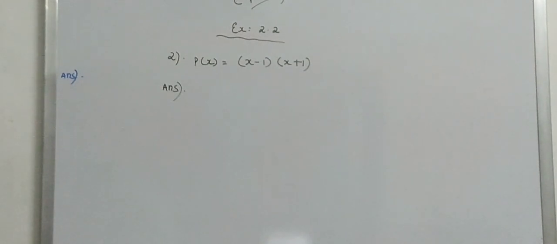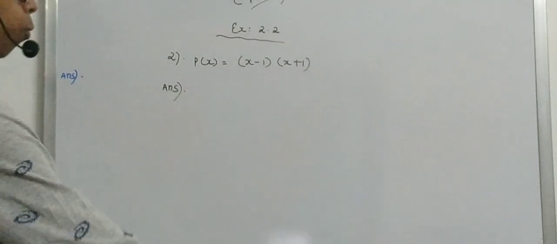P of x is equal to x minus 1 into x plus 1. Now this question you should do according to the marks. If it is a 2-mark question, in our previous chapter we have learned how to expand it, the dancing queen method. You have to expand it and then put the values. If it is just a 1-mark question, no need to open the bracket, you can directly put the value of x. So let's simply put the value of x and see.